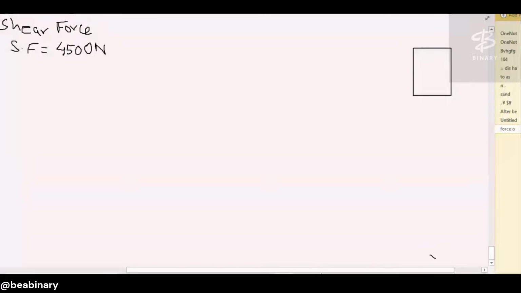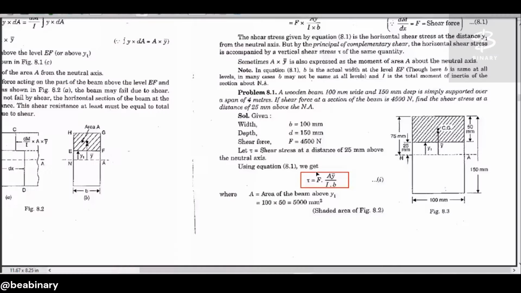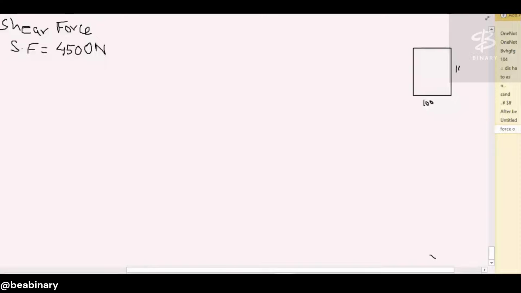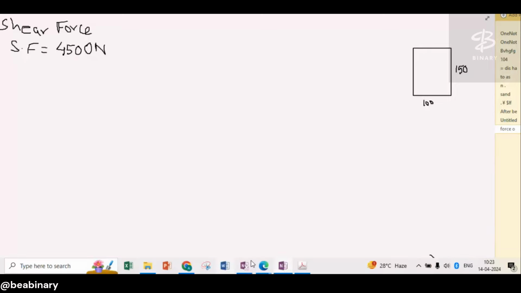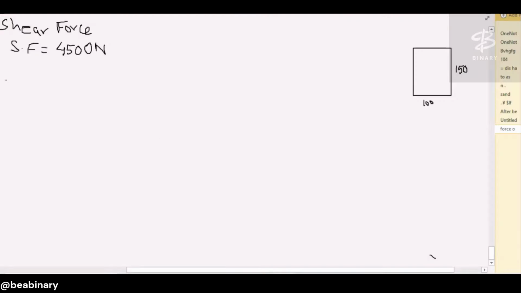ठीक. और उसके बाद हमें गिवन है B is equals to 100, D is equals to 150. B is 100 and this is 150. Okay. Or what else? Length of the beam is 4 meter. Span is 4 meter. Now you have to calculate the tau.